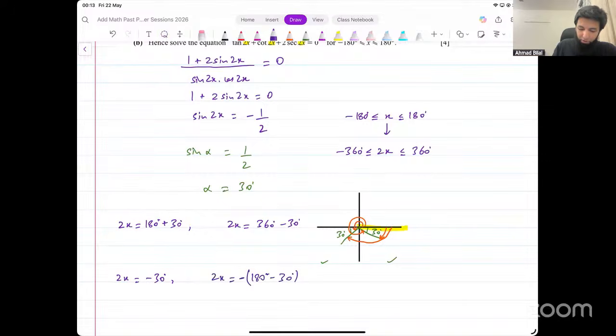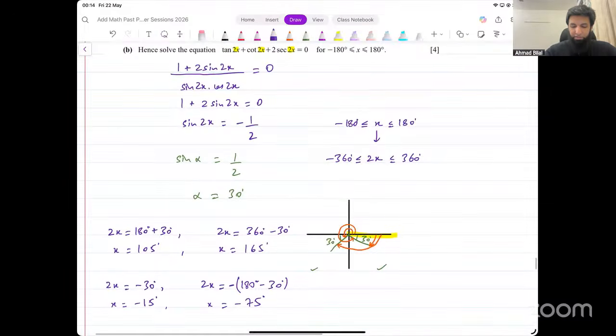And that will give you 4 possible values of x. The first one becomes 210 over 2, which is 105. The second one, 330 over 2, that will be 150 plus 15, that's 165. The third one becomes negative 15. And the last one becomes negative 150 over 2, which is negative 75. These are the 4 possible answers that you get for this equation. And that's your final result. This is what we were looking for.